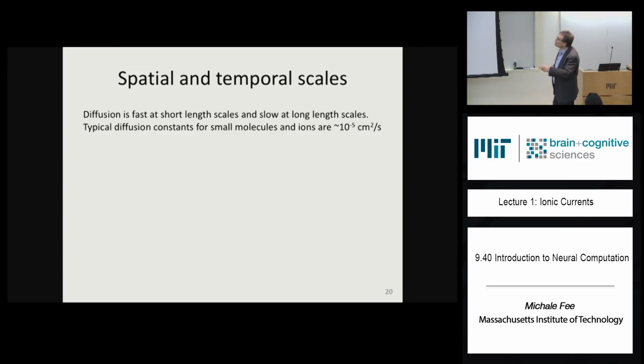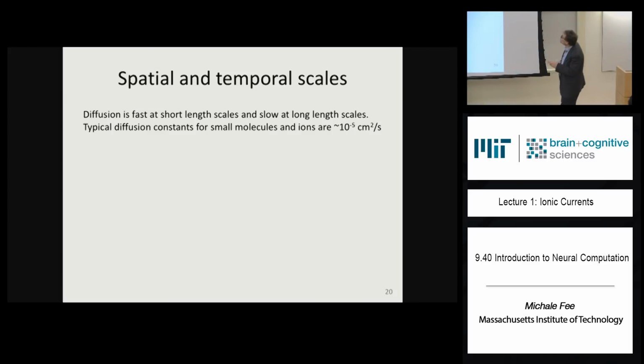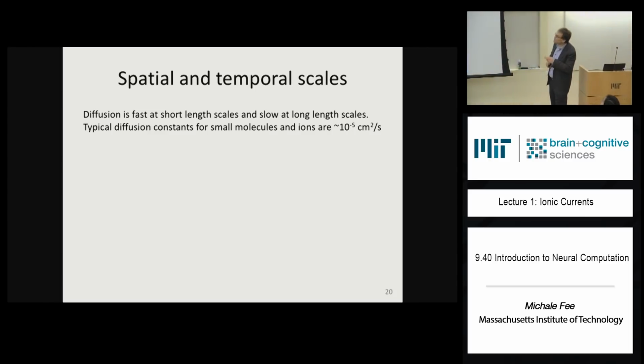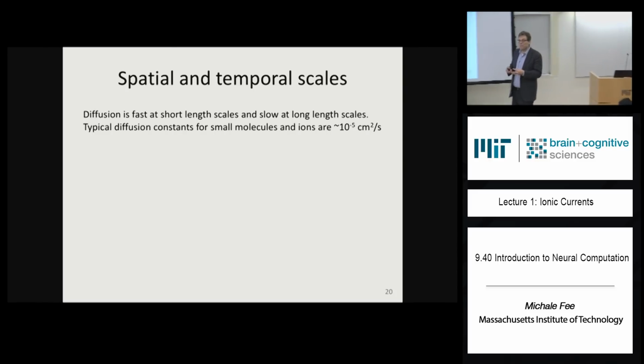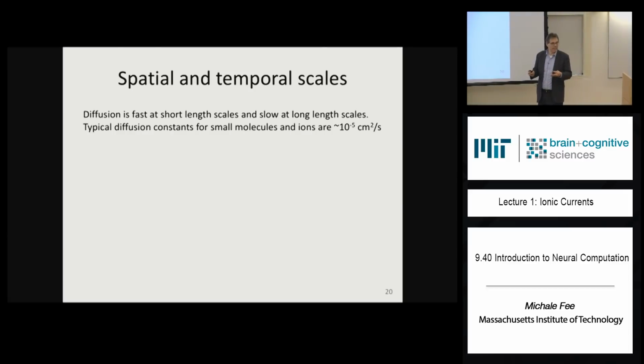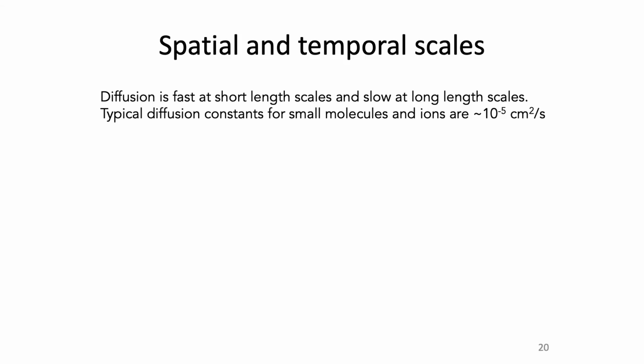Okay, so for a typical small molecule, the diffusion constant is 10 to the minus 5 centimeters squared per second. And so now we can just plug in some distances and times and see how long it takes this particle to diffuse some distance. Okay, so let's do that. Let's plug in a length of 10 microns. That was our soma, our cell body. It's 10 to the minus 3 centimeters.